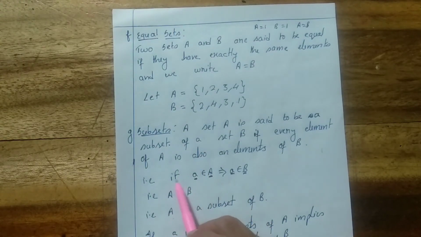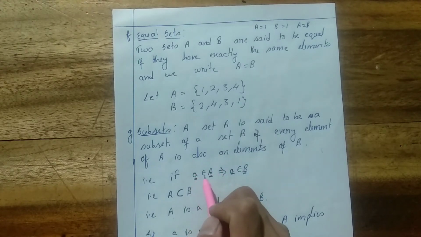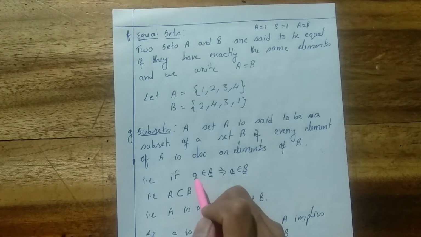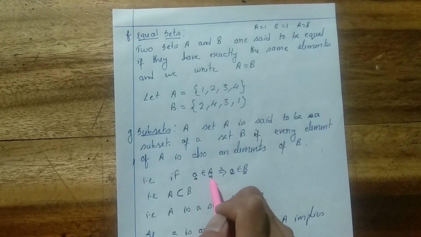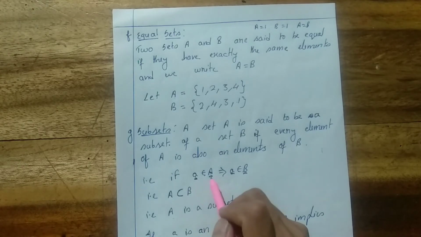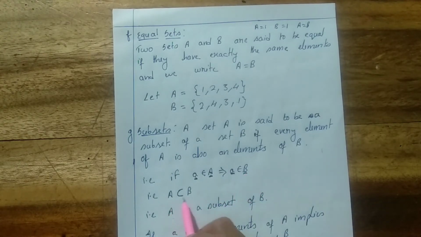So if a is an element, this is a set, right? So a belongs to set A, which implies a belongs to set B. So this element is present in A and this is also present in B, which means A is a subset of B. That is, A is a subset of B. If a is an element of A, it implies a is also an element of B.